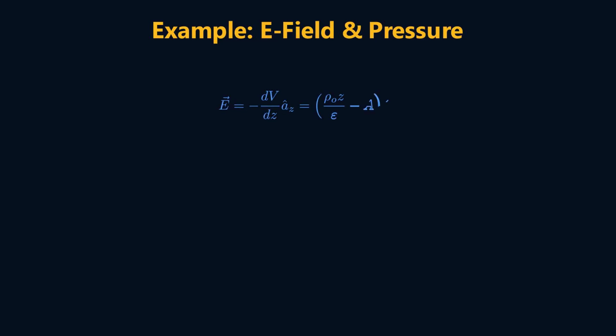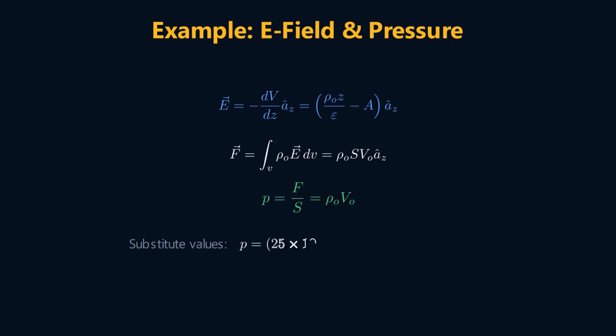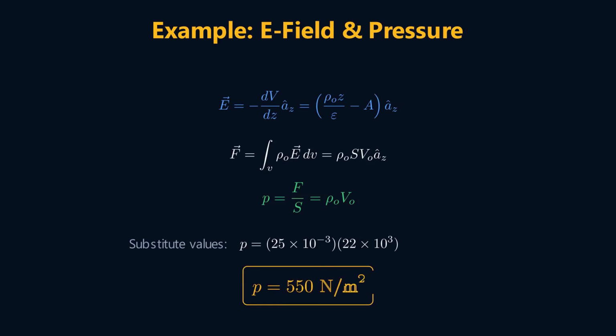Step 5. The electric field is E equals negative dV over dz. This gives E equals ρOz over epsilon minus a in the z direction. The net force on the charge is F equals the integral of ρO times E over the volume. After evaluating, the force simplifies to F equals ρO times S times VO in the z direction. The pressure is force per unit area.